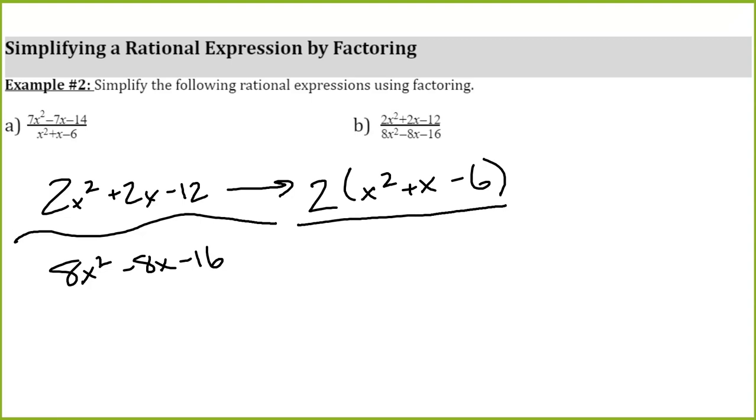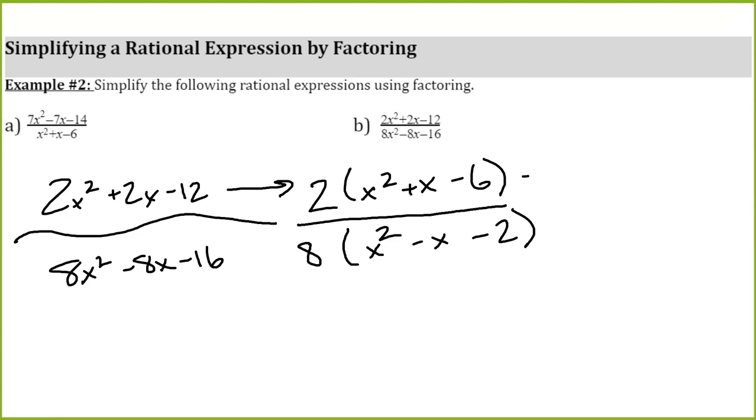And down here I could take out an 8. Okay, so I'll take out 8. I'm left with x squared minus x minus 2. Okay, so a little different there. Now again, with this factoring bit, when we factor these two trinomials, you're kind of looking for the places where they will overlap, the binomial that they share in common.